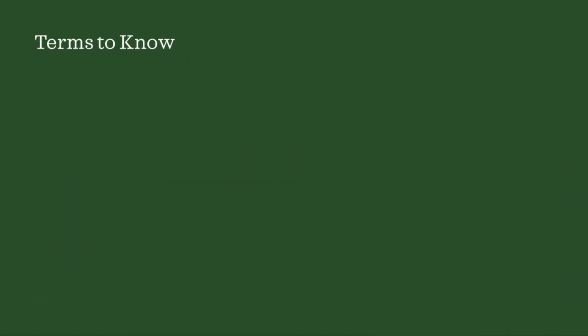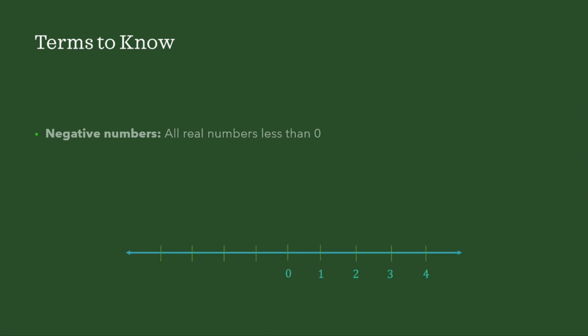Some terms to know. A negative number is a real number that's less than 0. And yes, there are real numbers that are less than 0. In order to visualize negative numbers, I have this number line here. And here I have labeled all positive numbers, which would mean numbers above 0, such as 1, 2, 3, 4, and even numbers in between, like 1.5 would be here, and so on.